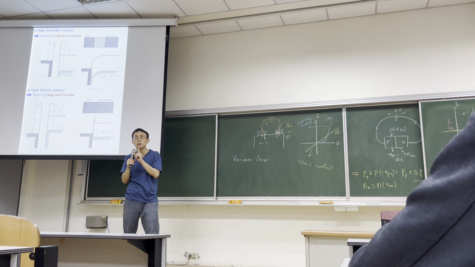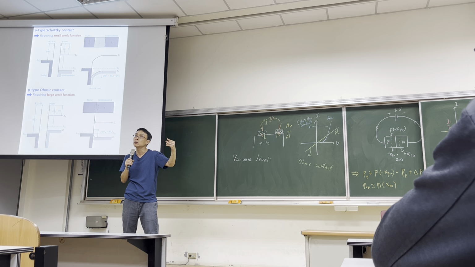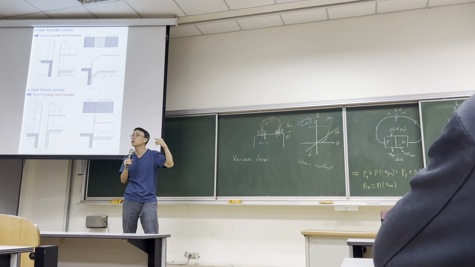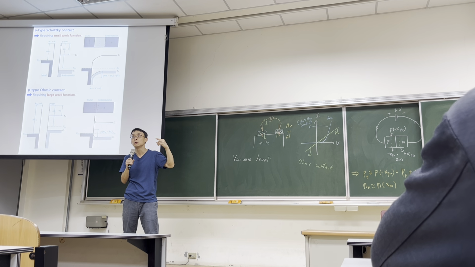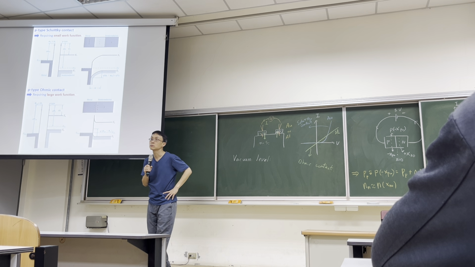You cannot just memorize and say, oh, a large work function will give you Schottky, and a small work function will give you ohmic, which is wrong. Right? Because it changes if you have a different doping type. Right?